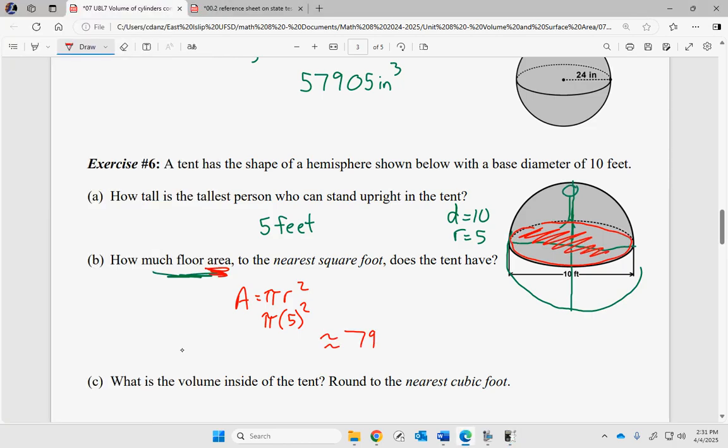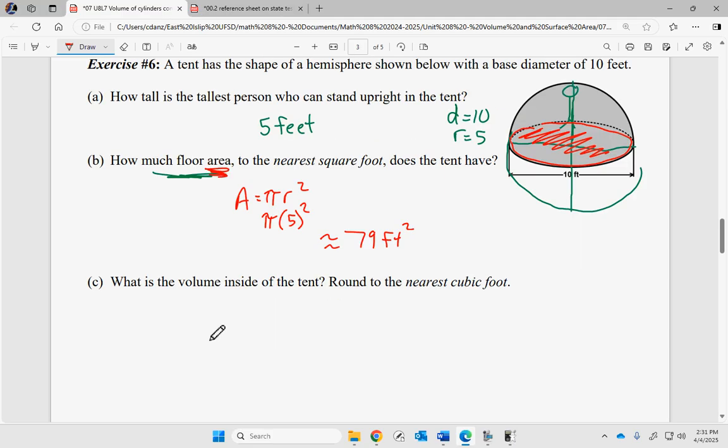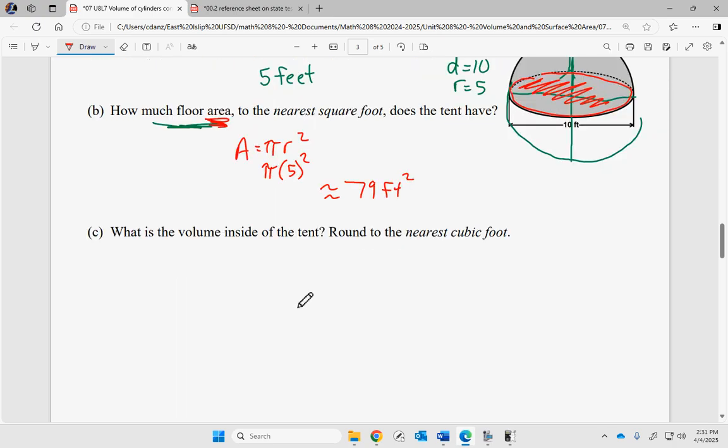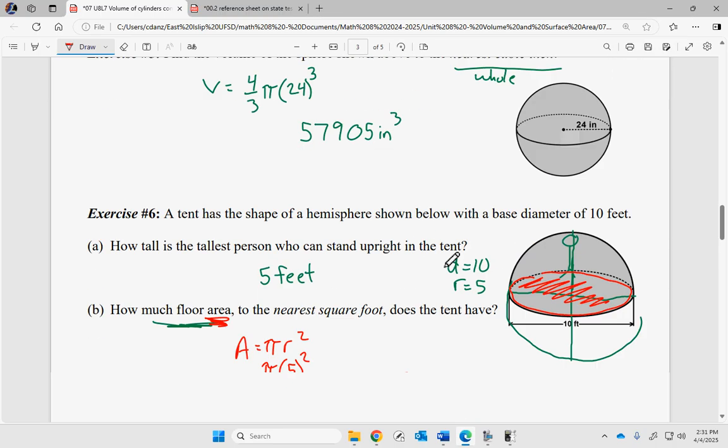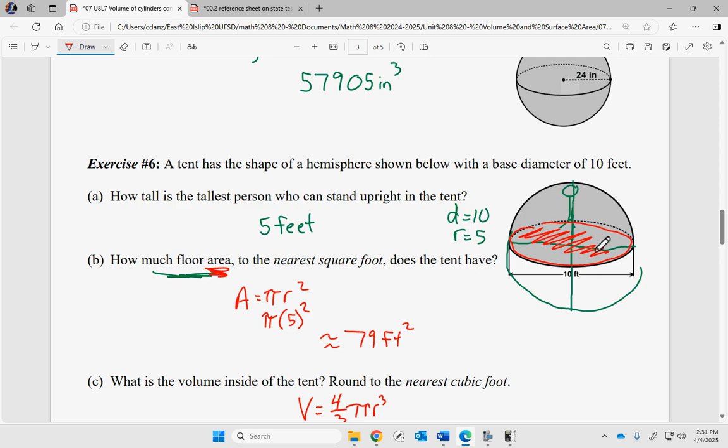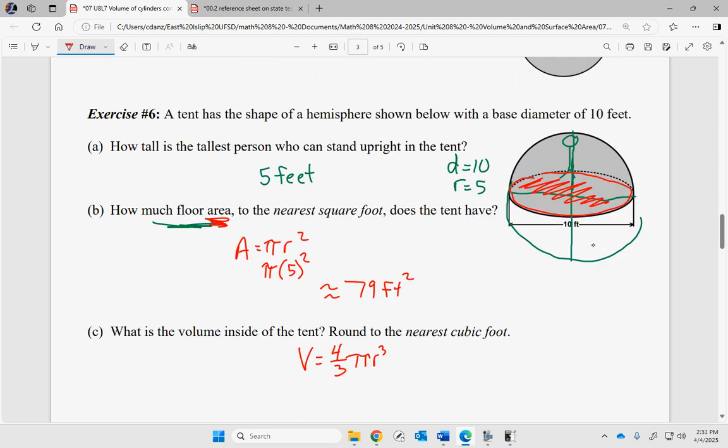square feet. Finally, what is the volume inside the tent? So if I find volume inside the tent, I'm really finding how much air is in the tent. So remember, volume of a whole sphere is 4/3 pi r cubed. But this is only a hemisphere, right? 4/3 pi r cubed, but it's only half of a sphere. So at the end, we will divide by 2.